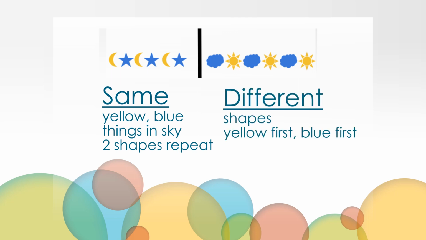These pictures are different because they have different shapes. One has stars and moons, and the other has a cloud and sun. Or maybe you noticed that the moon pattern starts with the yellow, and the cloud and sun pattern starts with the blue. Did you have any different ideas? You can share them now.